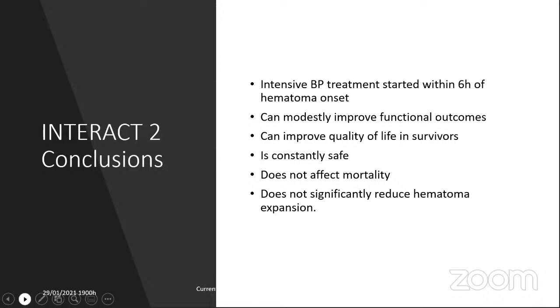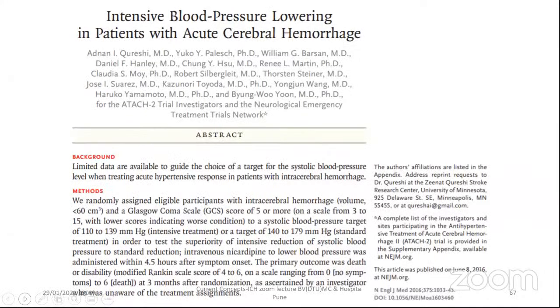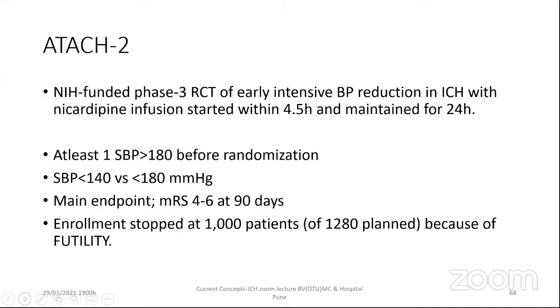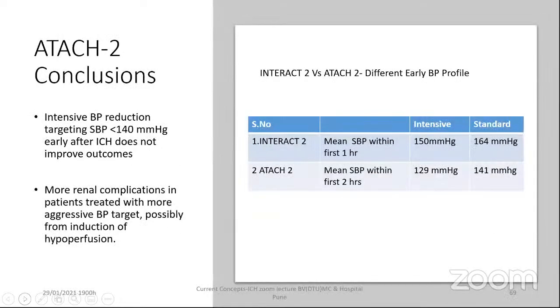So, with these things in mind, the second trial that has come is ATACH-2. That has confused again. The ATACH-2 trial is the NIH funded phase 3 RCT of early intensive blood pressure reduction in ICH with nicardipine infusion, started within 4.5 hours and maintained for about 24 hours. At least one systolic blood pressure more than 180 before randomization, and systolic blood pressure less than 140 versus less than 180. So that means which is recommended. And the main endpoint they checked is mRS at 90 days, and enrollment was stopped at 1000 patients because of futility, because there is no change.